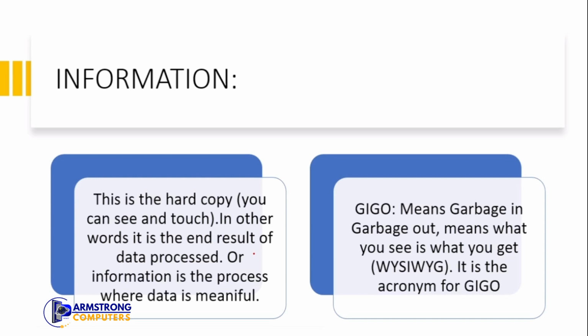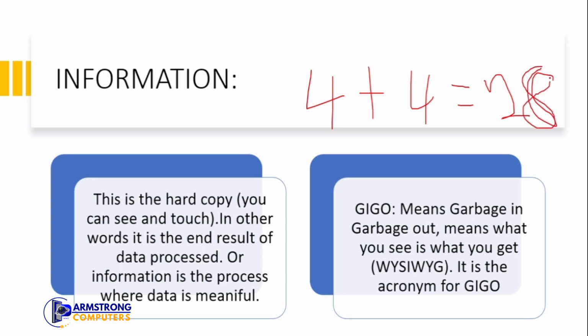In other words, we can say that it is the end result of data processed. Information is the result when data is processed and is meaningful. Now let me ask this. Supposing we say 4 plus 4, and then the computer processes the 4 plus 4 and tells us it's 28. Okay, was that my 8? I got it bad.